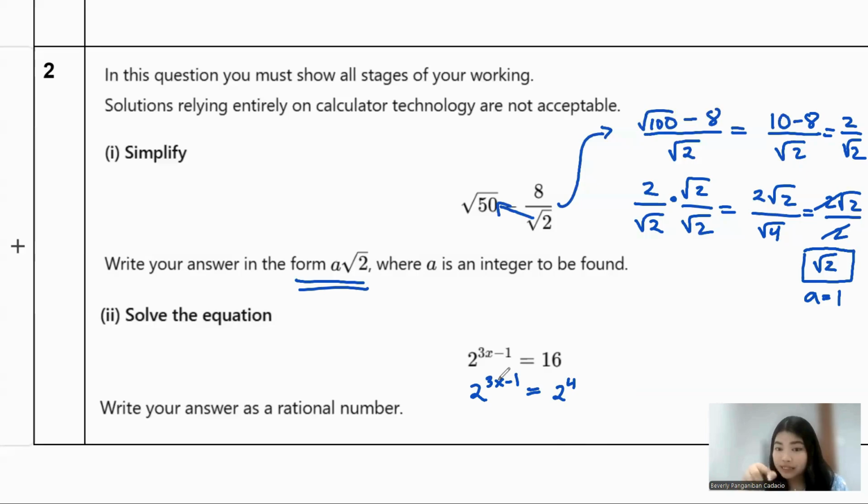When you say base, it's the number there, like the one with that exponent. So it's the same 2. So I can just go with 3x minus 1 is equal to 4. Use your basic algebra. 3x is equal to 5 because I will put that negative 1 on the other side, plus 1. And then divide both sides by 3. And then the answer will be 5 over 3.